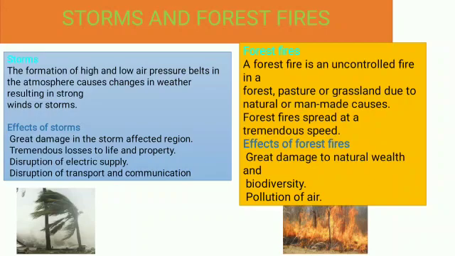Next is forest fire. A forest fire is an uncontrolled fire in a forest, pasture or grassland due to natural or man-made causes. Forest fire spreads at tremendous speed. Effects of forest fire: great damage to natural wealth and biodiversity, pollution of air. So, if a forest catches fire, it is called forest fire, and it can be natural or man-made. Loss is heavy to the natural wealth, and it also causes pollution of air.